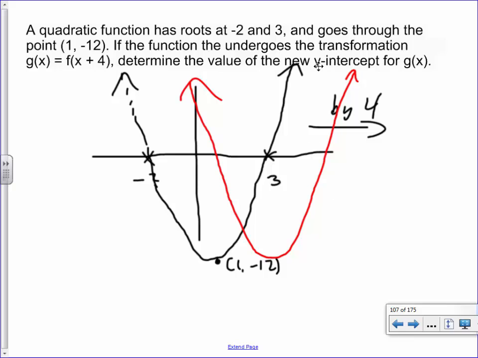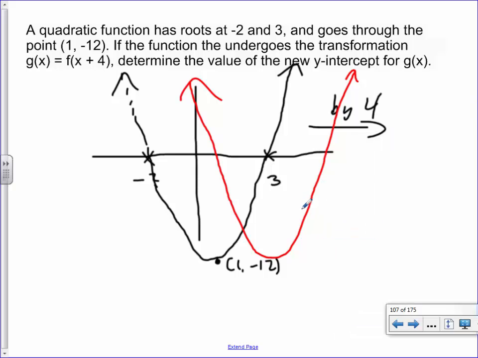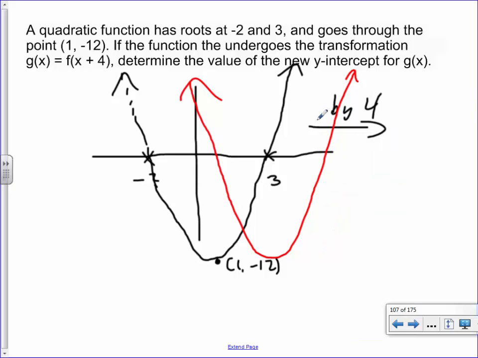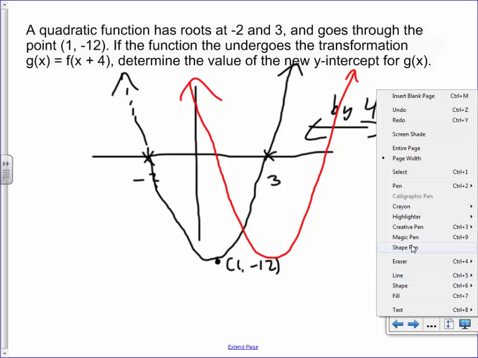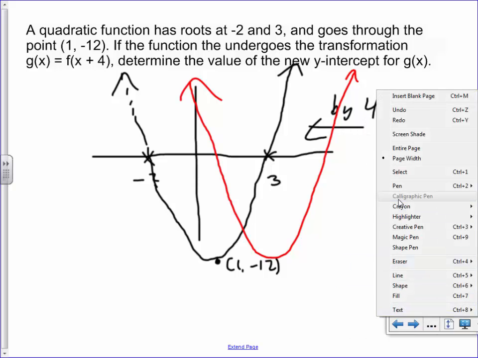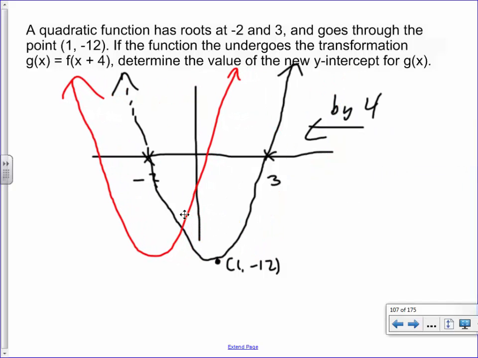Now it says, what's the new y-intercept? Oh, I thought it was next to the left, not to the right. Ooh, good catch. Thank you. I have taught you well. Apparently. That way by 4. Thank you. Good catch. So it actually should have gone that way by 4. Does that make sense?